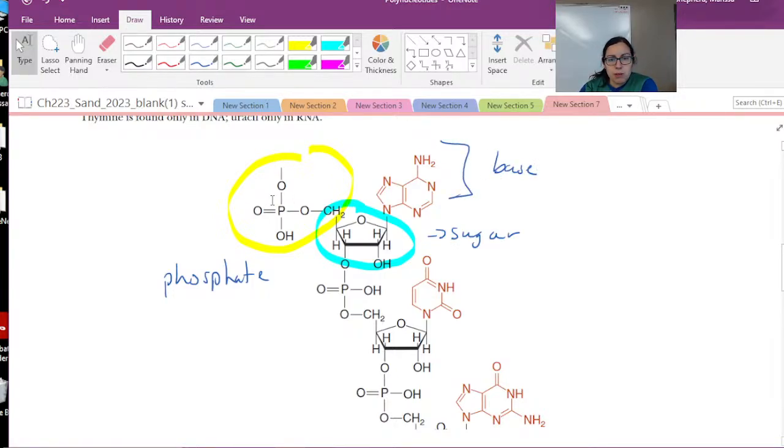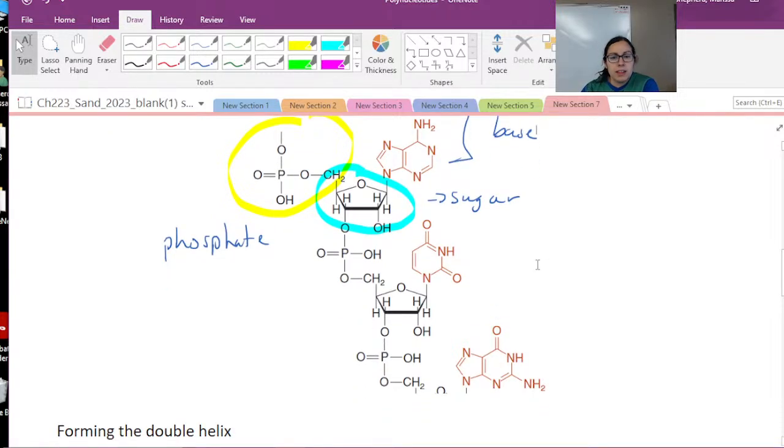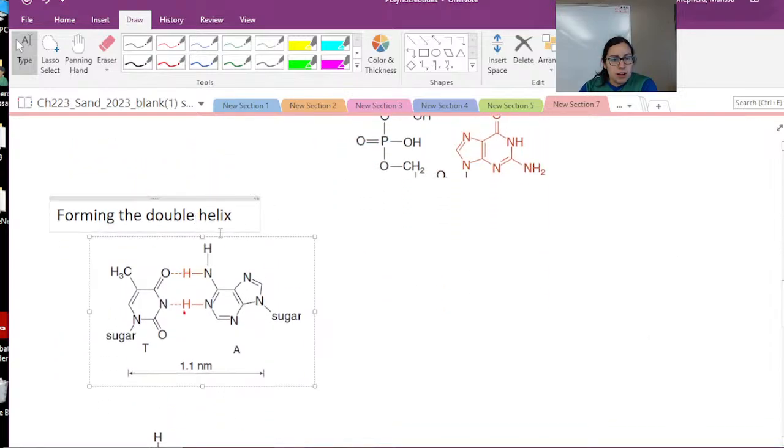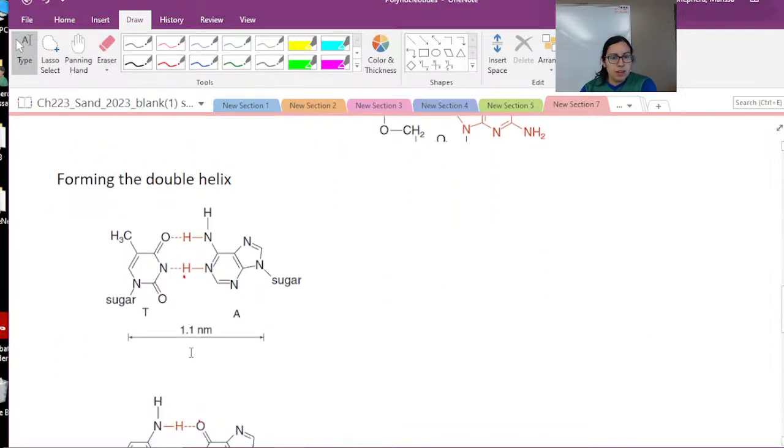So there's our unit, right, phosphate sugar base, and then that just repeats, and now our sugar is coupled to another phosphate group, and then that's connected to our sugar base again, and then that just repeats. And then so forming our double helix then. So what's responsible for our double helix? Yeah, hydrogen bonding. So hydrogen bonding, super essential.